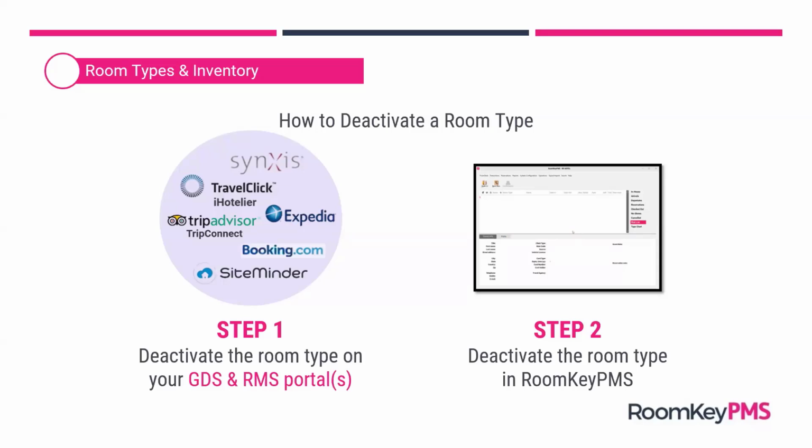When you do these two steps, you will automatically deactivate the rate mapping as well. So that's why when we're deactivating, there's only two steps instead of the full three. So I have a little video here that's going to show how to deactivate room types in RoomKey.